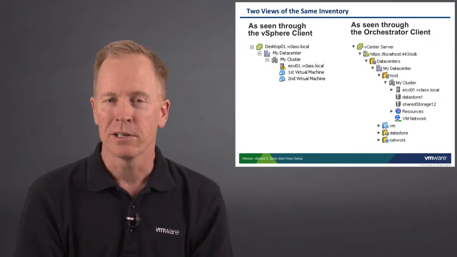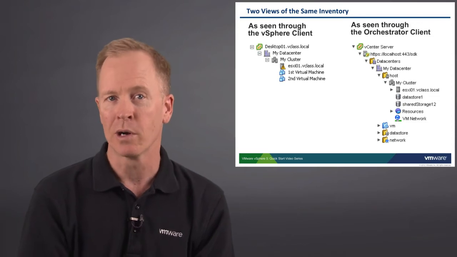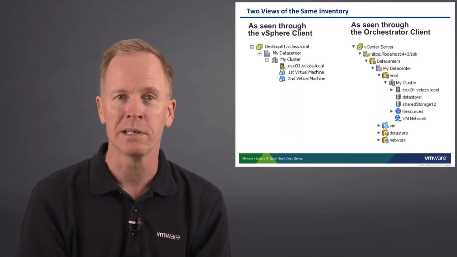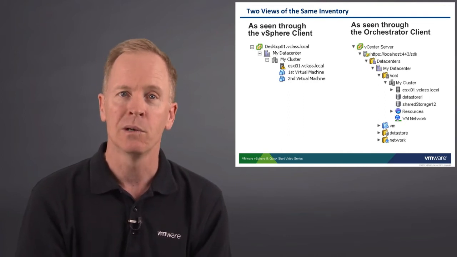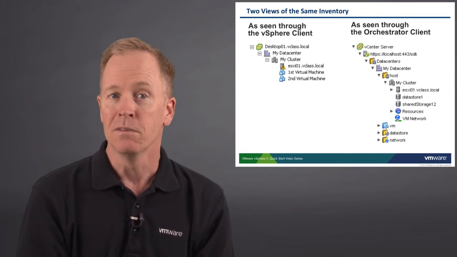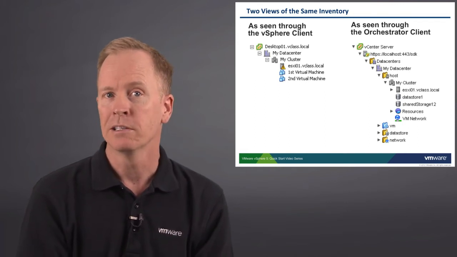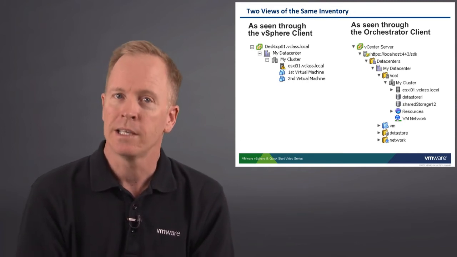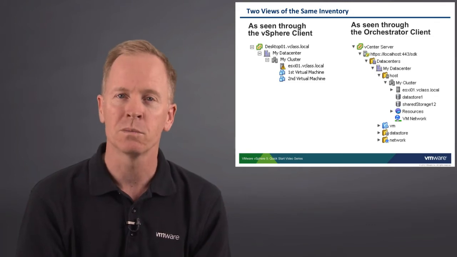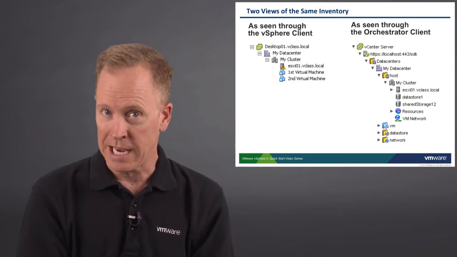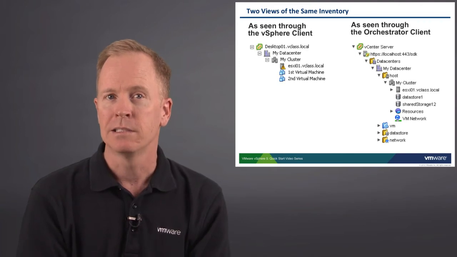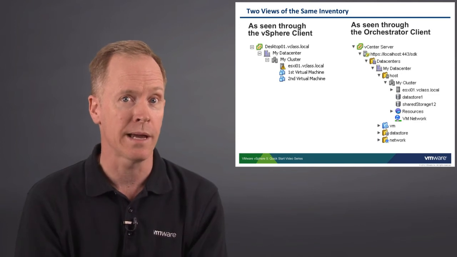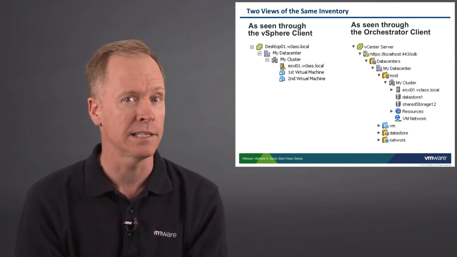As vSphere administrators, you're accustomed to seeing your inventory or your infrastructure through the vSphere client. So over on the left side of this screen, we see the vSphere client inventory, in which we can see our vCenter server, our data center, which is called My Data Center, our cluster, My Cluster, our host, ESXi01, and a pair of virtual machines. Now, that inventory that we see in the vSphere client is actually not stored in the vSphere client. It's stored in your vCenter server. So what we're looking at with the vSphere client is the vCenter inventory.